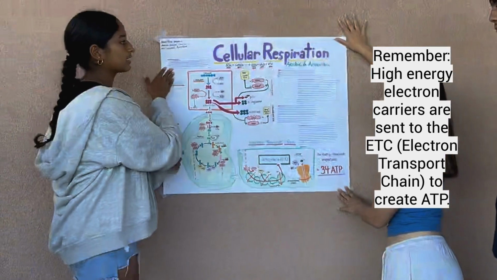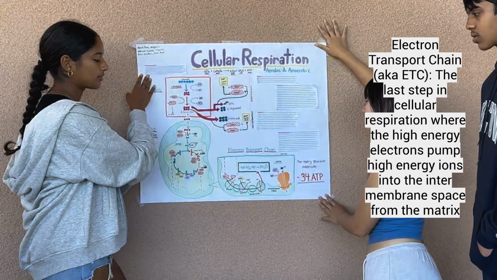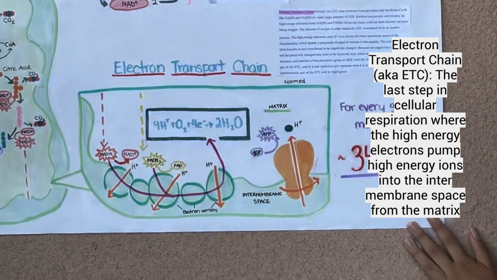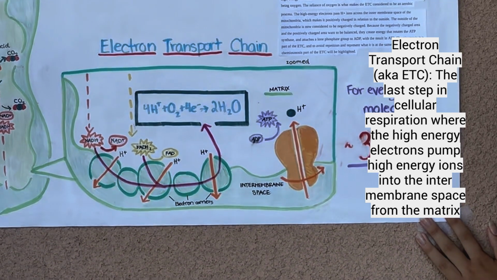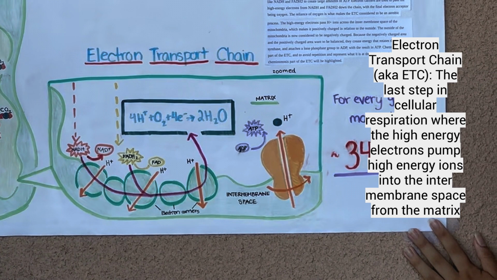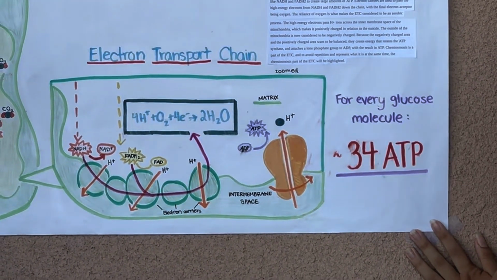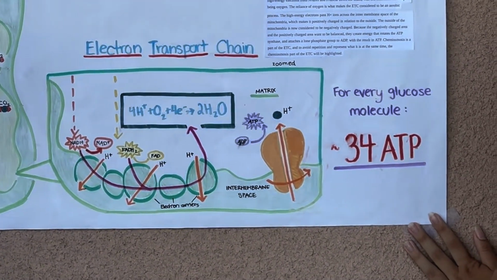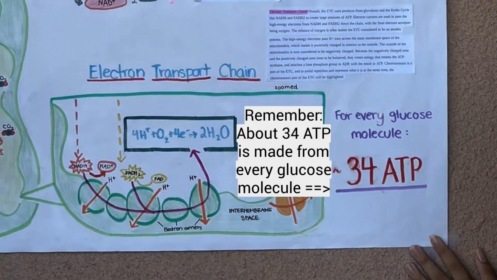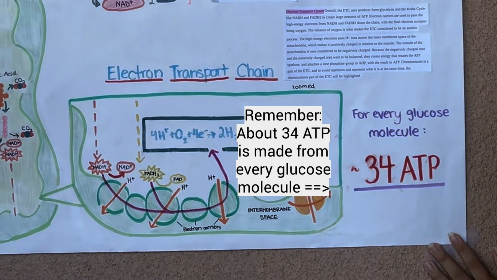The last process in cellular respiration is the electron transport chain. High energy electron carriers drop off their electrons, which are then used to pump H plus ions from the matrix into the intermembrane space. The concentration difference then powers the movement of ATP synthase, which binds ADP with the phosphate group to create ATP. For every glucose molecule, around 34 ATP are created.